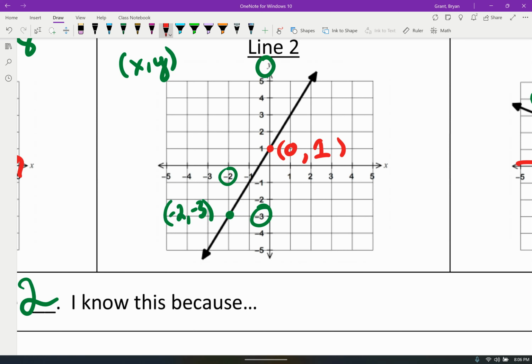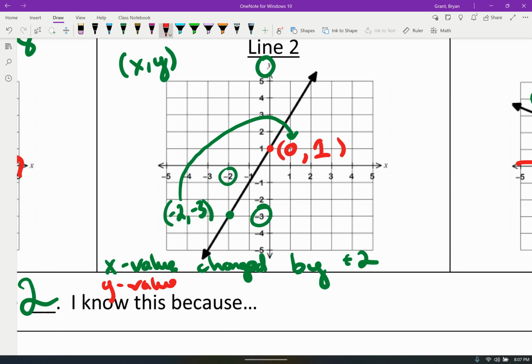And let's see how things changed from my green point to my red point. Well, on my green point, I went from -2 to 0 along the x-axis. So my x value changed by, well, how do you get from -2 to 0? You add 2. What did the y value change by? If we look at the y, we went from -3 to 1. We look at that along the y-axis. It's just a fancy number line. -3 to 1, 1, 2, 3, 4. It changed by adding 4.